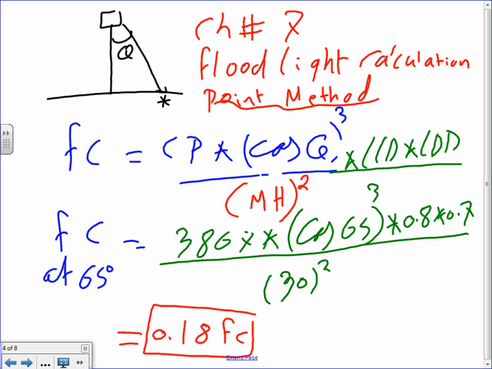So this is the only example I want to talk about about the floodlight in terms of point-to-point calculation. For angle 65, the example that we're taking here, assuming that Q equals 65 degrees. I picked the 65. Can you see that? At 65, from our book, remember that chart that we were looking at? You can have a 386 candela out of this fixture, multiplied by cosine of the angle raised to the power 3, multiplied by these two factors, divided by the height of the fixture 30, that will get you a 0.18 foot candle.